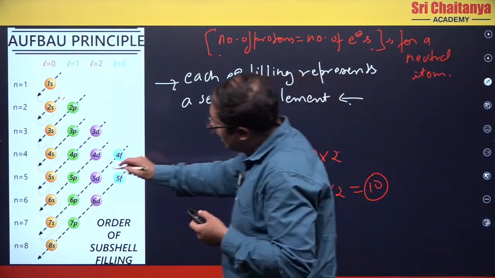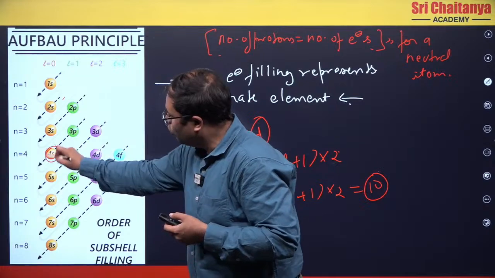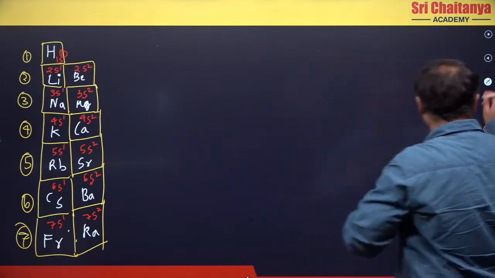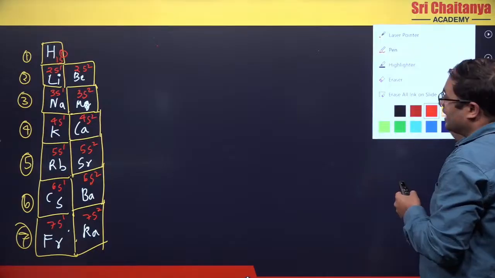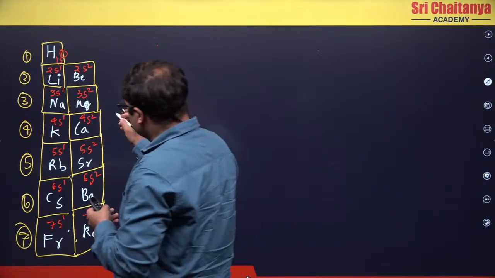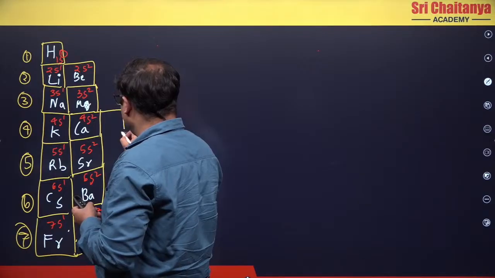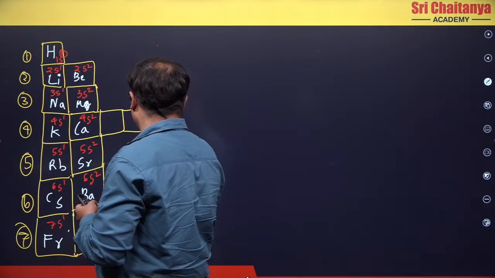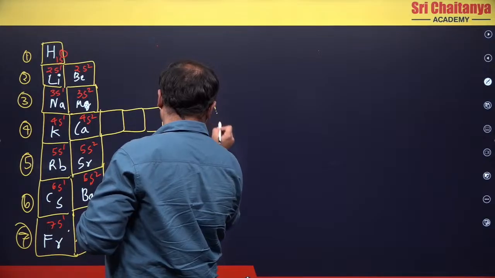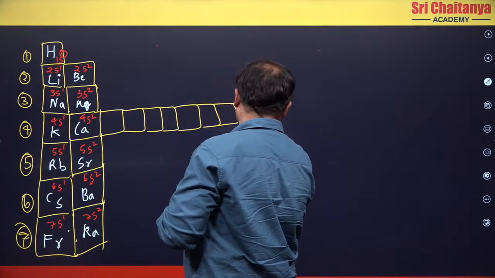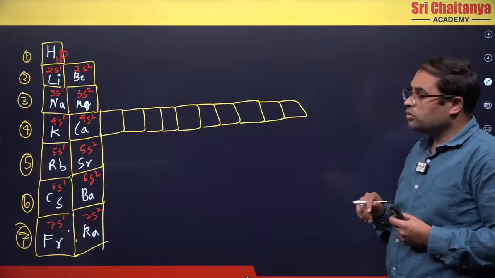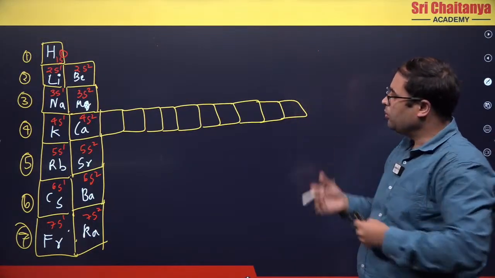And this happens after which one? 4s. So, after 4s is fully filled. Now, s orbital can take only 2 electrons, right? So, after 4s is filled, you will put 10 boxes for 10 elements. Right. So, slowly and steadily we are building up the periodic table.